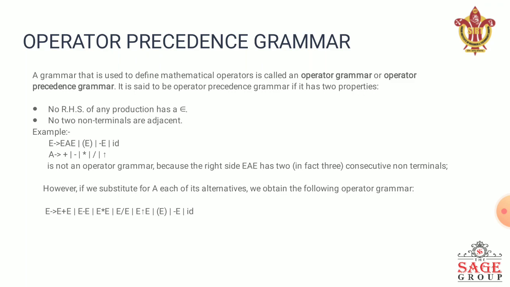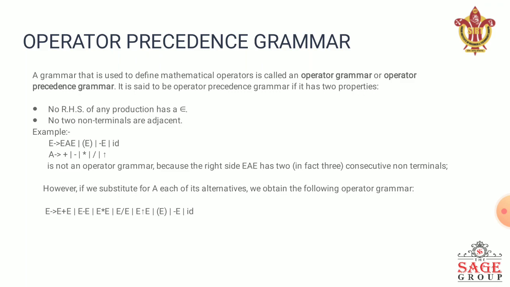First is no RHS of any production has an epsilon. Means any production or any variable does not produce any epsilon values, and second, two non-terminals are not adjacent in any right hand side of production. Means any variable does not produce two adjacent variables directly.